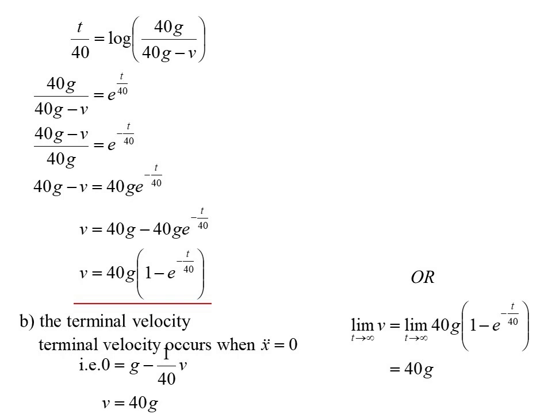And if we look at our velocity equation, well, as t approaches infinity, we've got that e to the negative, so that backwards exponential, that bit's going to approach 0. So I could have said it's going to be the limit as t approaches infinity of that, which is, again, 40g. There are two different ways you could find terminal velocity.